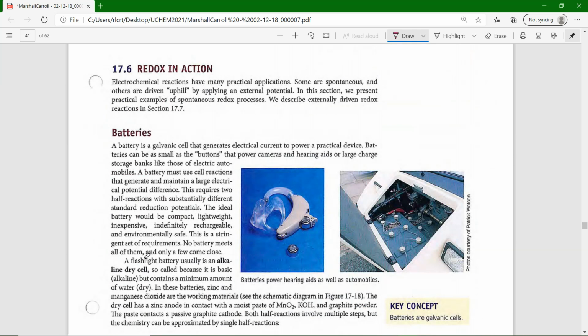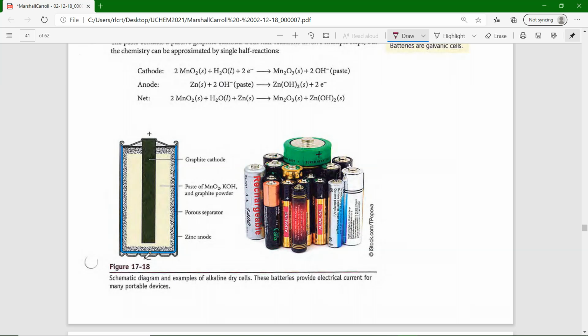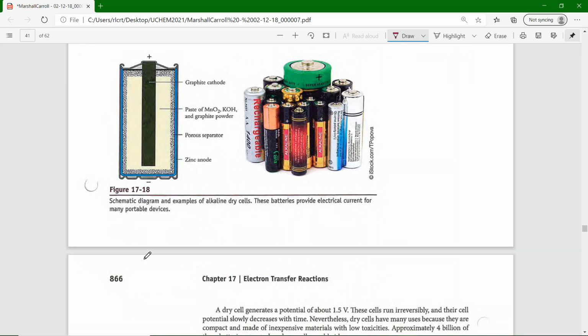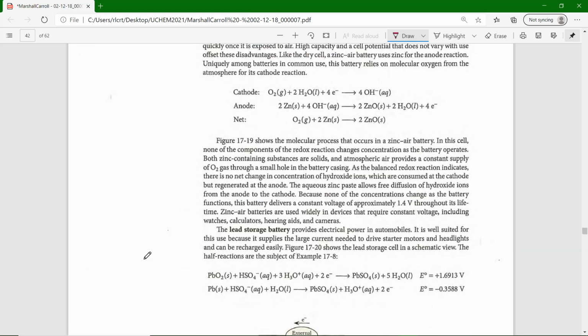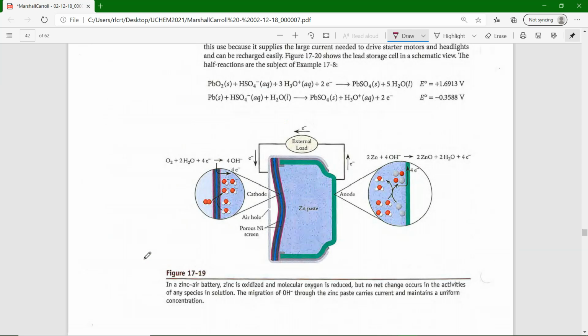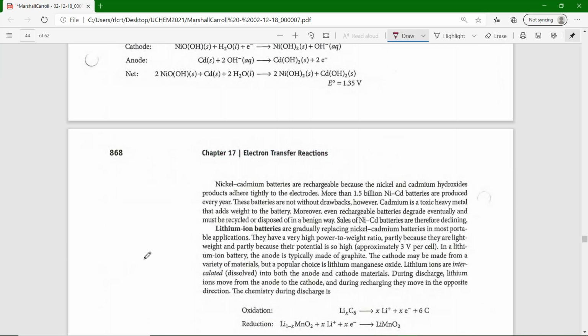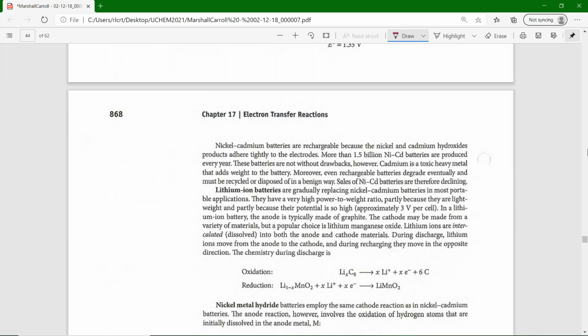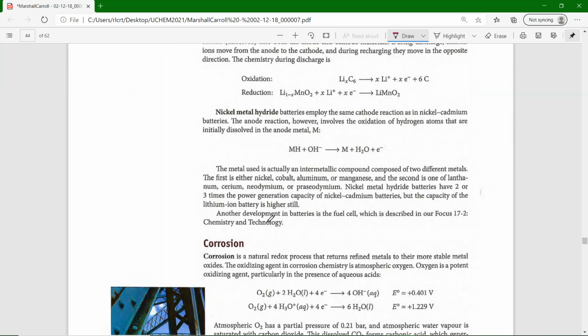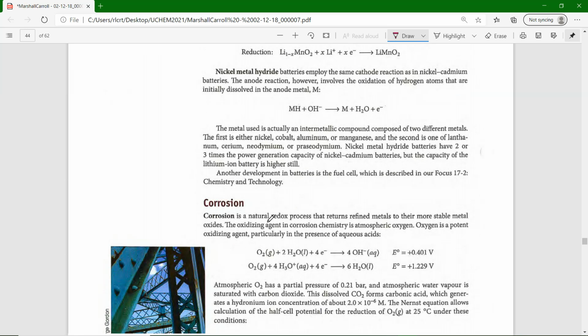Redox in action, batteries, you can read about them. There's hardly ever any questions about batteries that are asked. But it's sort of cool. It's these pictures of them. Different kinds, primary batteries, secondary batteries, which are rechargeable, like a car battery. It's called a storage battery. Nickel cadmium batteries. We're still talking about them. They aren't used much anymore. Look at this. Cadmium is a toxic heavy metal. So sales are declining. Lithium ion batteries are being used more. Nickel metal hydride batteries can be used. So you can read that on your own about batteries.